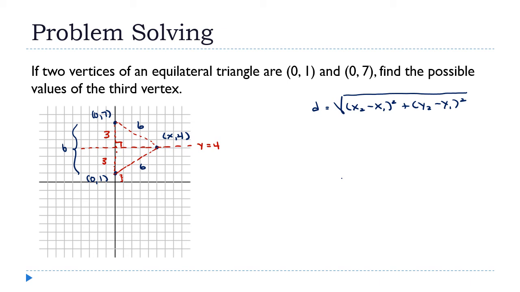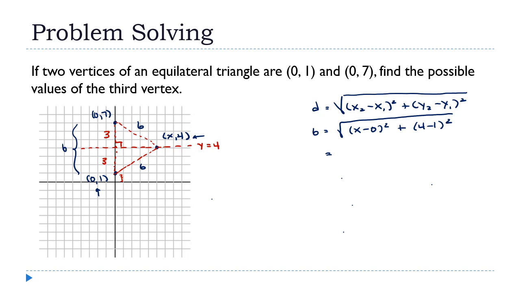All right, now let's put numbers in. First, I got to pick a point. It shouldn't matter which one we use. Obviously, I have to use x comma 4. It shouldn't matter which of the other two I use. I'm going to use 0 comma 1. You're welcome to do it with 0 comma 7 if you're doing this along with me. You should get the same results. All right, so 6 equals the square root of the difference of the x's, that's x minus 0 squared, plus the difference of the y's, that's 4 minus 1 squared.